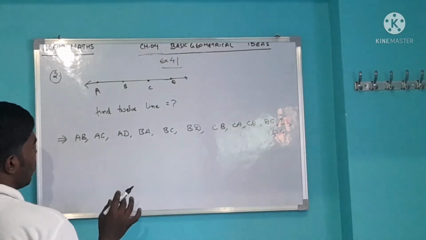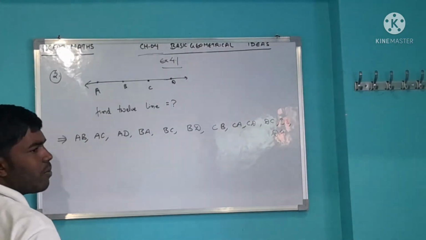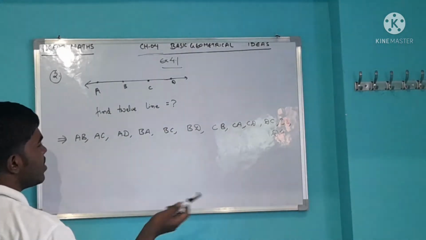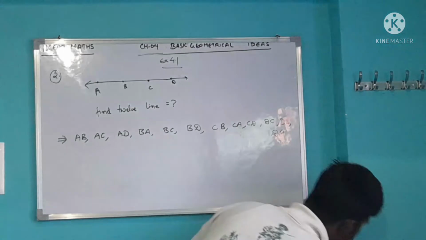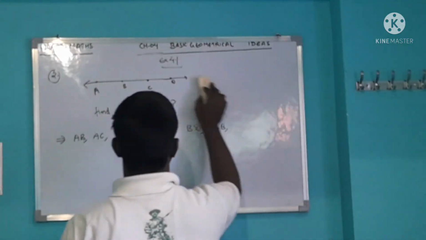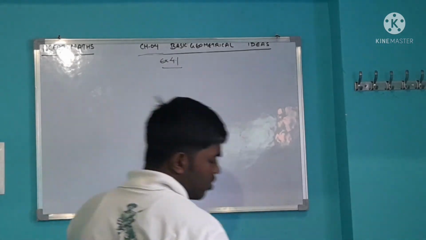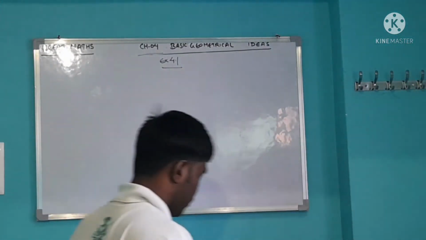Always solve according to our required points. Start with a point and take all the given points. We get easily our 12 lines. This is all about the second question.